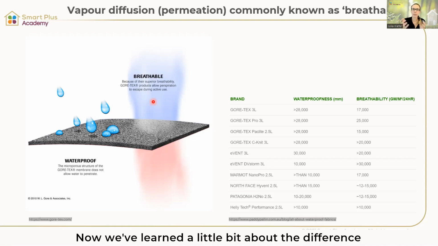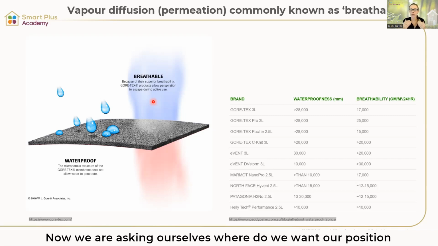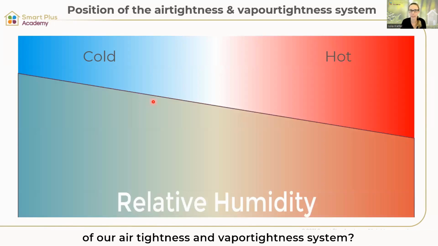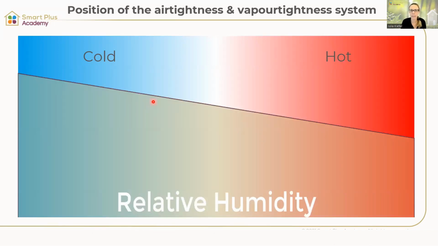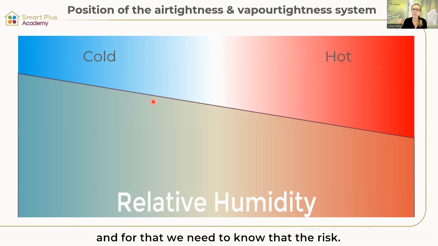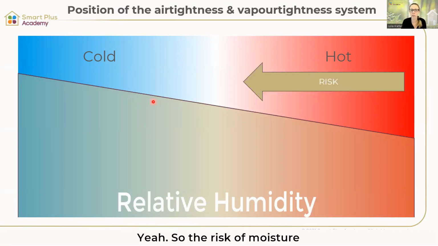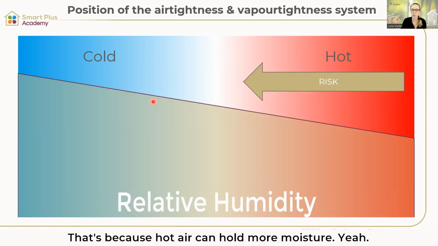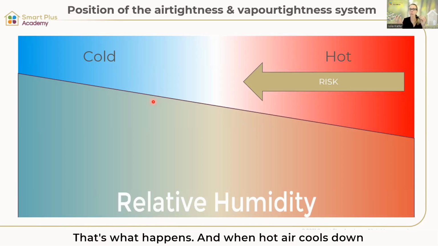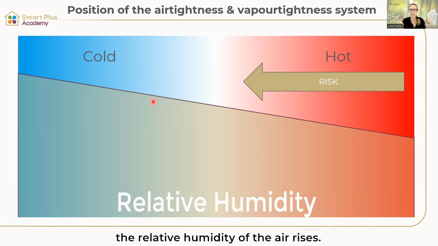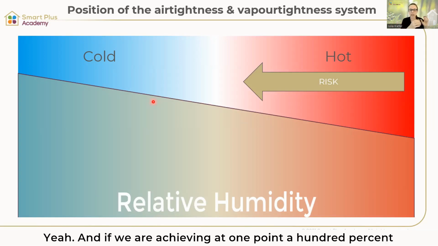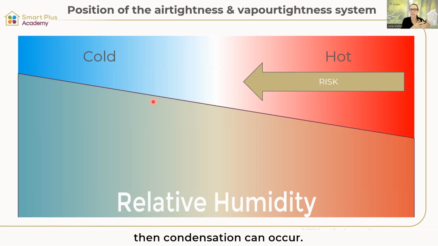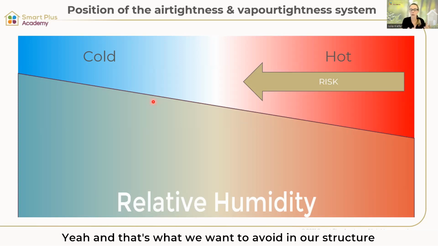Now we've learned a little bit about the difference between air and vapor. Now we're asking ourselves, where do we want the position of our airtightness and vapor tightness system? That's important to know for our building. For that, we need to know that the risk of moisture and humidity always comes from our hot side. That's because hot air can hold more moisture. And when hot air cools down, the relative humidity of the air rises. If we achieve at one point 100% relative humidity, that's the dew point, then condensation can occur. And that's what we want to avoid in our structure.